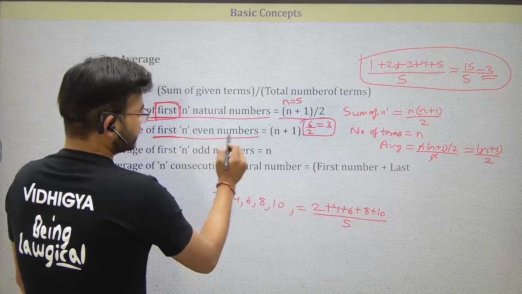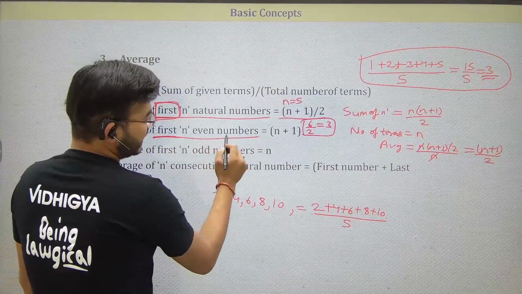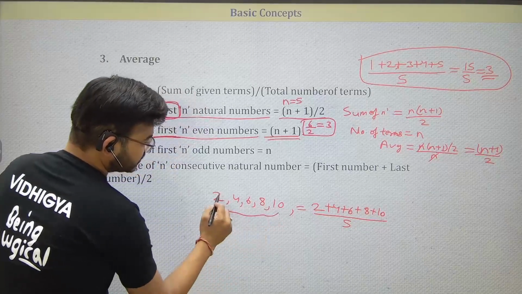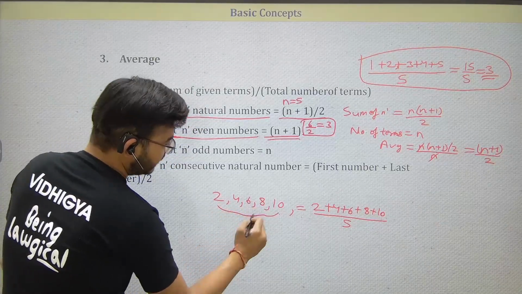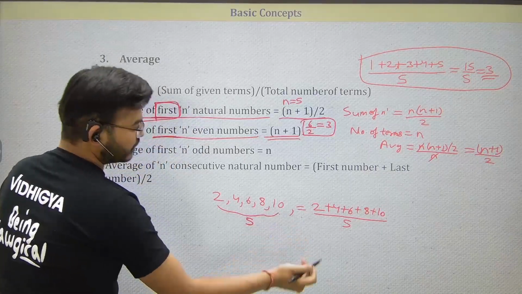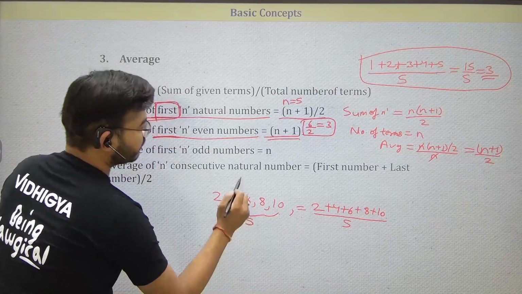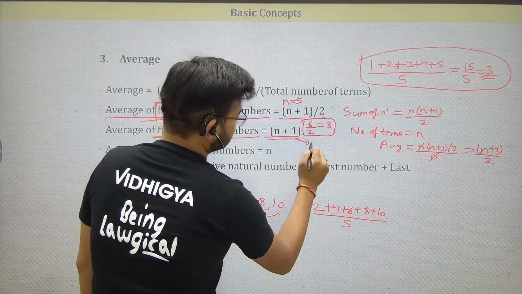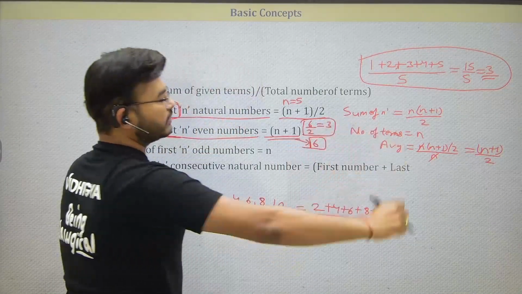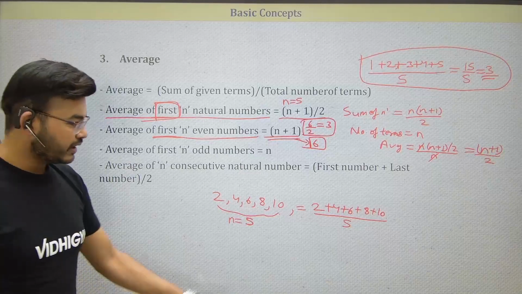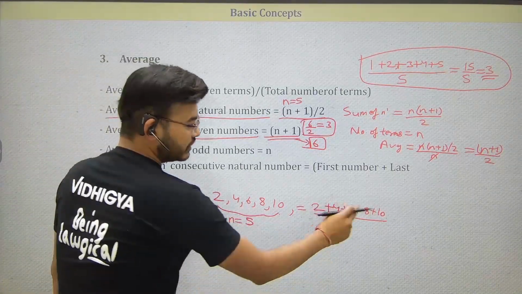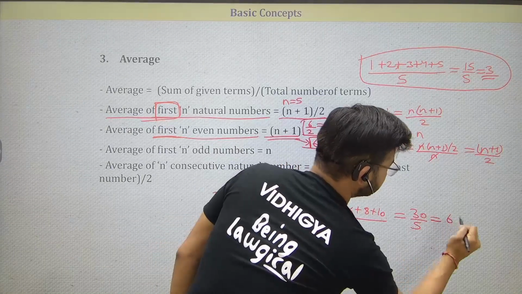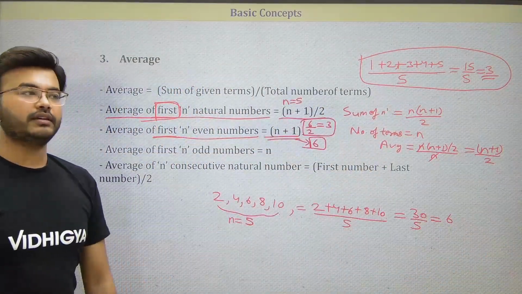Next is using this formula. So the average of first n even numbers will be n plus 1. Now here n is the number of terms. So the number of terms are 1, 2, 3, 4 and 5. So n is equal to 5. Simply put it over here. So 5 plus 1, it will be 6. So the answer will be 6. And even if you want to do it by calculating, you will get the sum as 30 divided by 5. You will again get the average as 6 only.